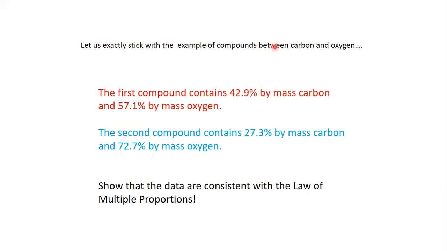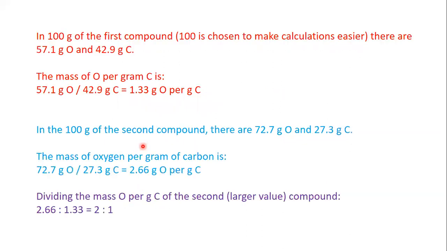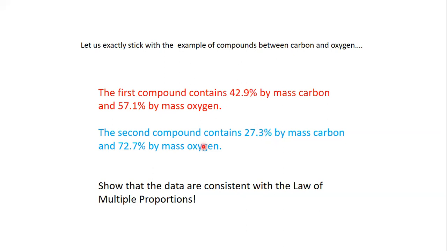So let us stick with the example of carbon and oxygen. When you do element analysis of pure compounds that can form with carbon and oxygen, you find that the first compound contains 42.9% by mass carbon and 57.1% by mass oxygen. And the second compound would contain 27.3% by mass carbon and 72.7% by mass oxygen. So now, based on that element analysis, can we show that the data is consistent with the law of the multiple proportions?